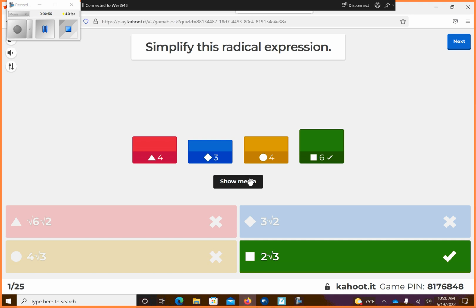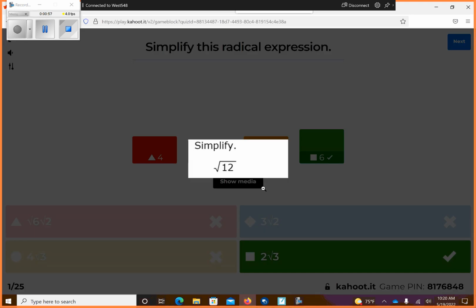So remember, we're simplifying that. So you break that up into 4 and 3, because 4 is a perfect square. Take the square root of 4 and get 2, so you get 2 root 3. That's why that one works, okay?